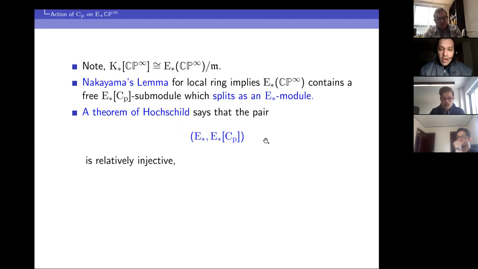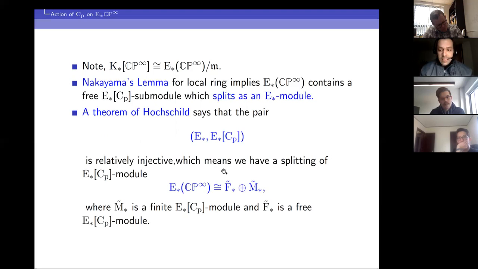And the theorem of Hochschild says that this pair is actually relatively injective, which means that this splitting is not just an E star module splitting, but an E star CP module splitting. So from here, we can conclude that as an E star CP module, E star CP infinity is a free, infinitely generated free direct sum a finite E star CP module.